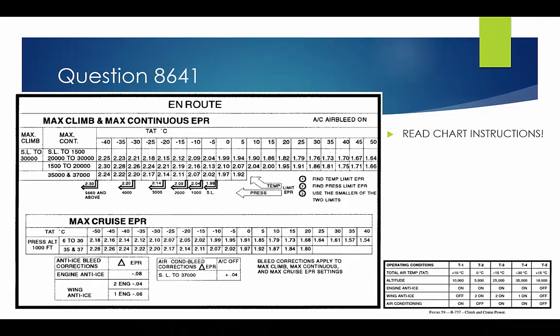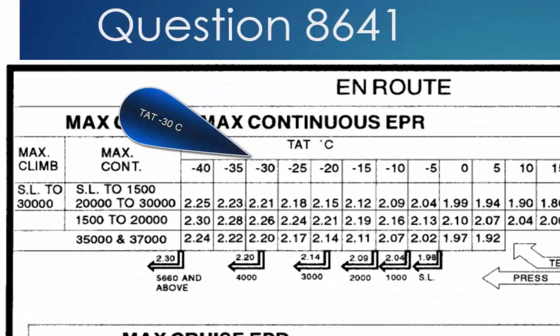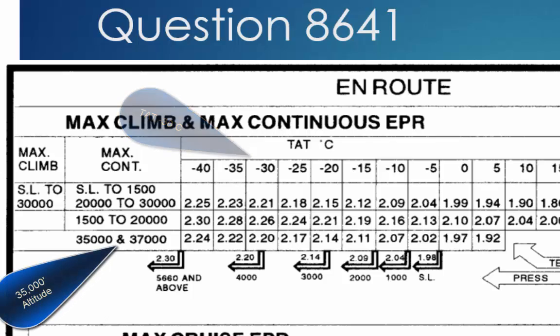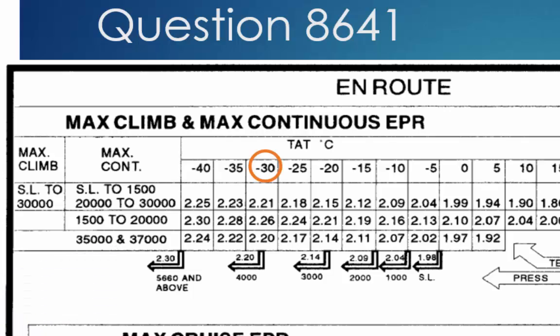And looking at this, we can see that our temp limit EPR is 2.2. We just take a look at the total air temperature, which was given to us, of negative 30 degrees C, and our altitude, which was 35,000 feet. And where those intersect, we see a temp limit EPR of 2.20. So negative 30 degrees, 35,000 feet. Where those two intersect, we see a temp limit EPR of 2.20. All right, that was our temp limit EPR. Now we're going to find our pressure limit EPR.